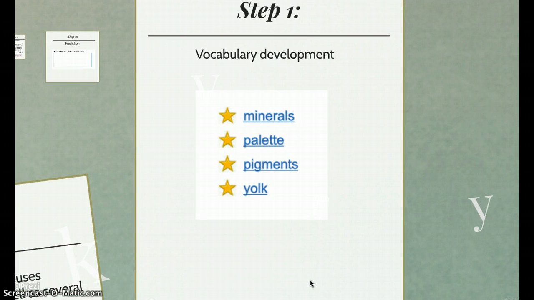So step one is vocabulary development. This is where students are introduced to new vocabulary. And vocabulary in itself is a strategy. So students have the words defined for them, and so when they see them in the passage, they have had exposure to the words already and will understand the text better because they know the definitions of these particular words.